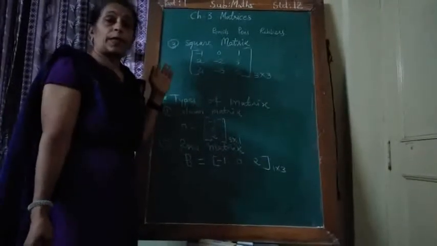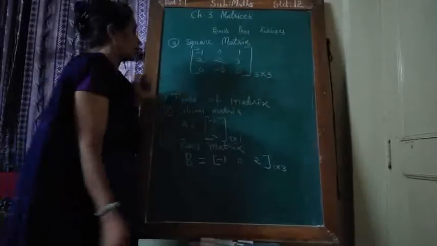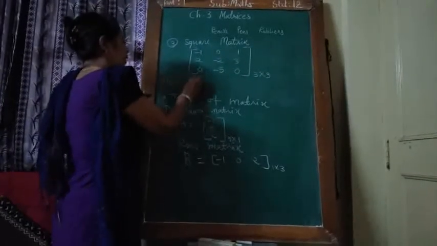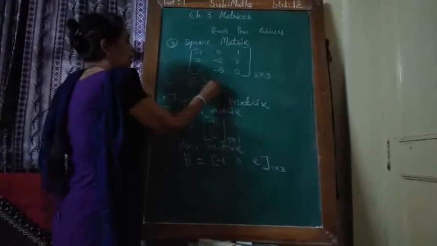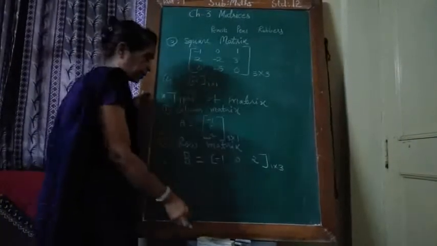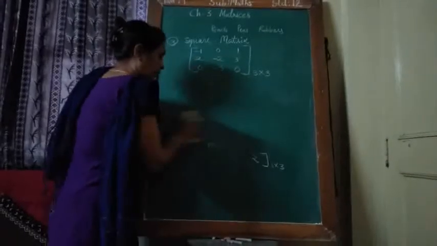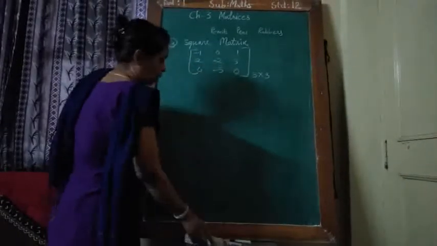Clear? So this is called 3 cross 3, 4 cross 4. There may be so many: 5 cross 5, 2 cross 2, 1 cross 1. 1 cross 1 is also there. If you write like this, the number of rows and number of columns are both the same. Square matrix. And in square matrix, another is the diagonal matrix.